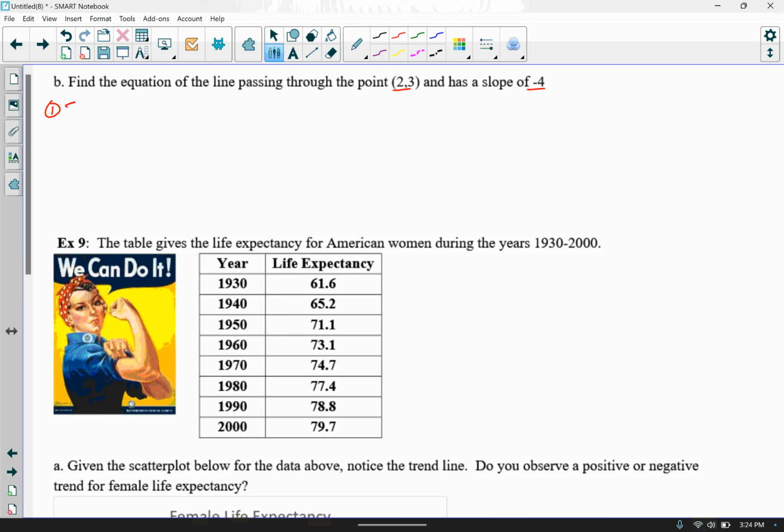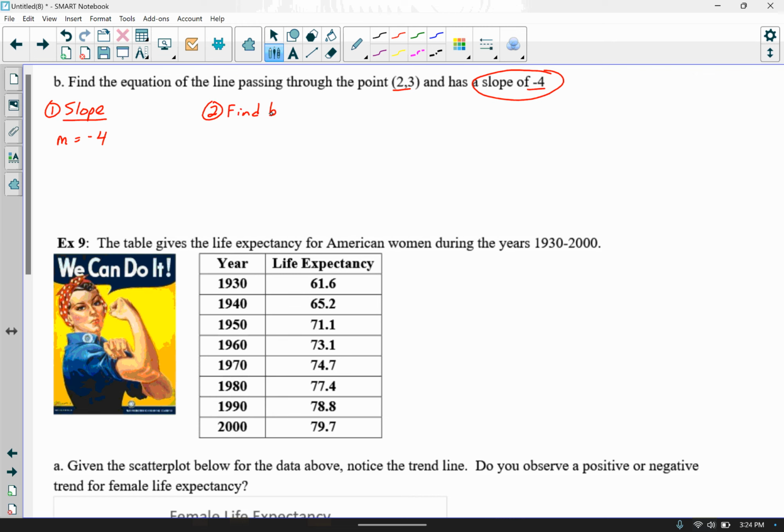So step 1 is to find your slope. But the nice thing about this problem is it was given to us. So here I know my m is -4. I don't have to do any work. The previous problem gave me 2 ordered pairs, so I had to find the slope. But this problem is telling me what my slope is. All right, step 2 is find your b.